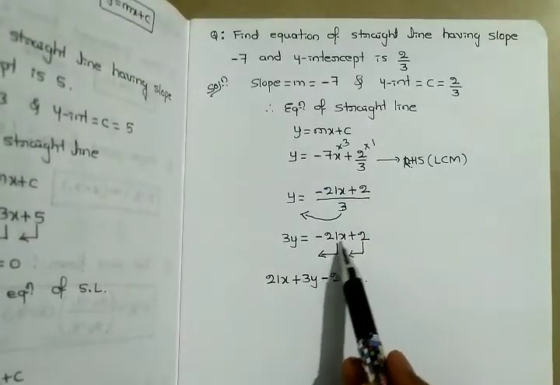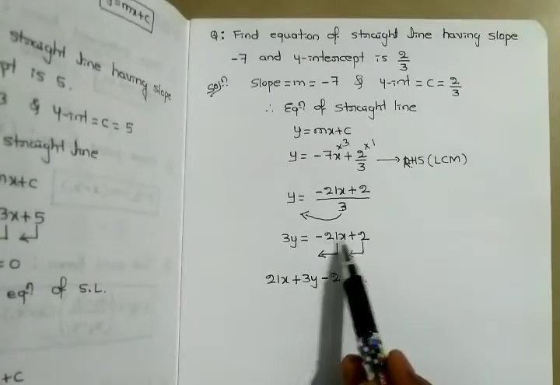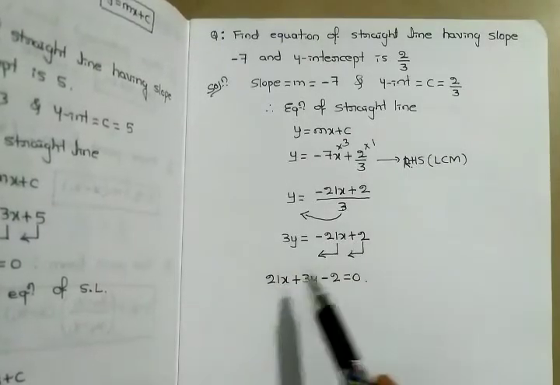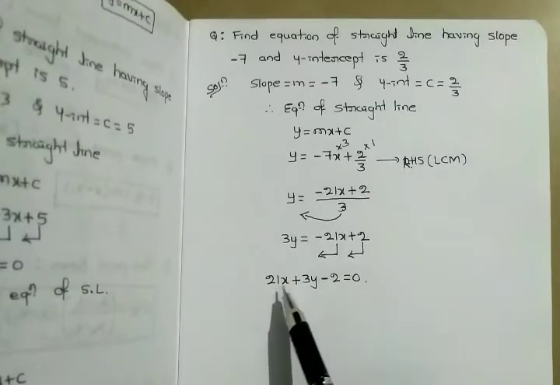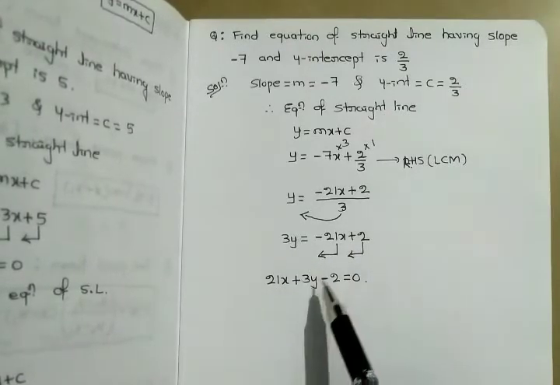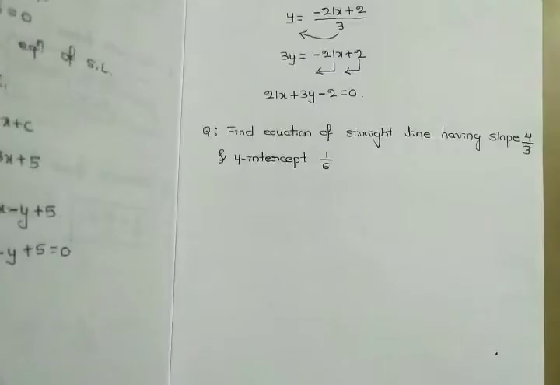Next, again x contains a negative sign, so I am going to shift these two values to the left hand side. Minus 21x becomes plus 21x. Plus 3y, keep it as it is. Plus 2 becomes minus 2, equal to 0.